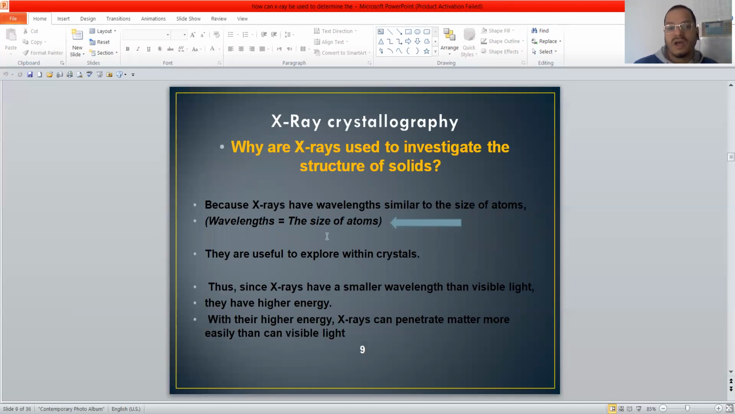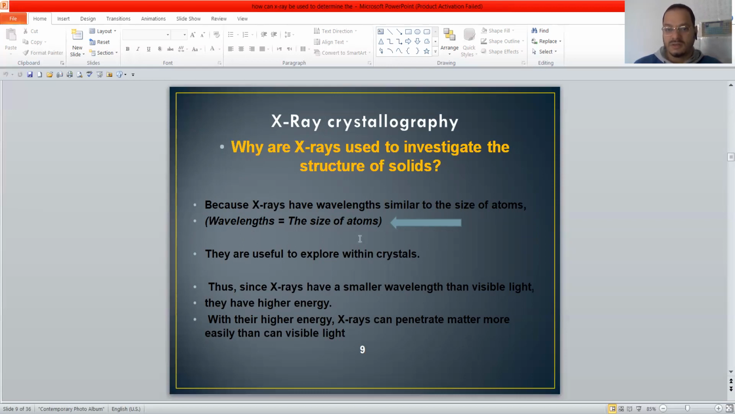Why are X-rays used to investigate the structure of solids? We have a benefit. This topic is very interesting to us, because X-rays have wavelengths similar to the size of atoms. Let's be careful here, because these two properties we can use very well to investigate the crystal structure, because X-rays have wavelengths similar to the size of atoms.